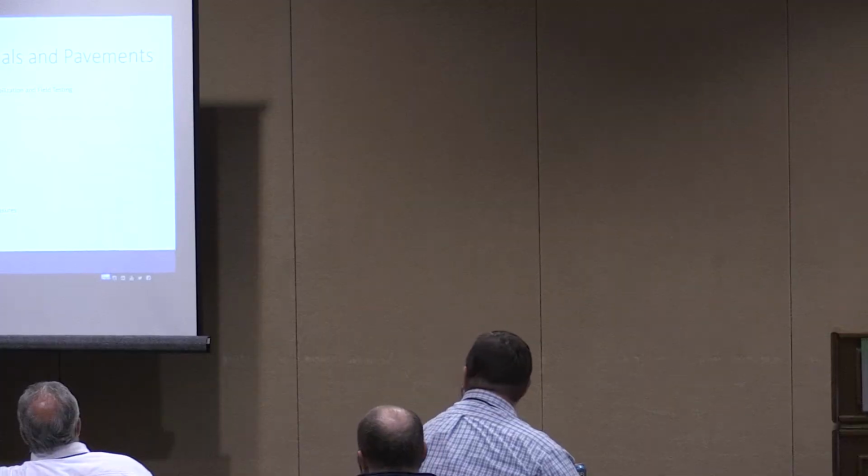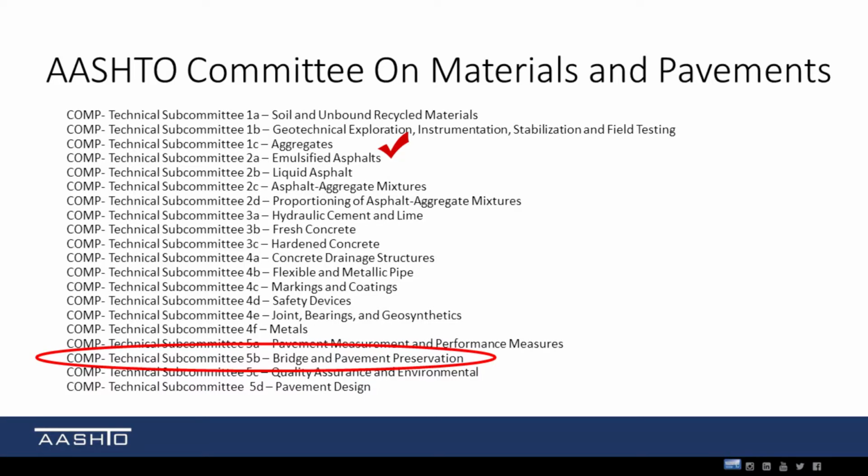So there's a whole list of technical sections in there that go through aggregates, emulsions, cement, and then there's a section for metal stuff, for guardrail and pipes. A lot of the preservation stuff has lived in the asphalt emulsion section over the majority of the time, but now we've created this new section for bridge and pavement preservation. And I'm lucky enough to serve as the vice chair on that committee. Derek Nearplant from Maine is the chair of that group.